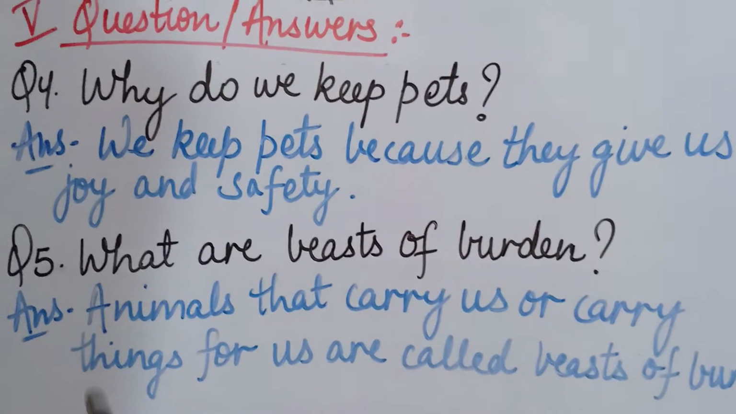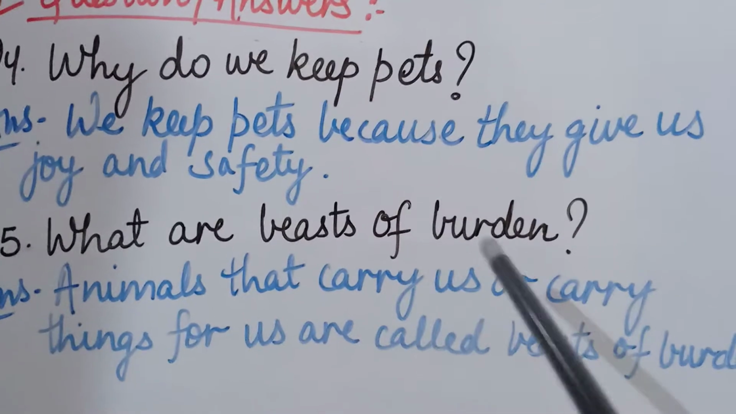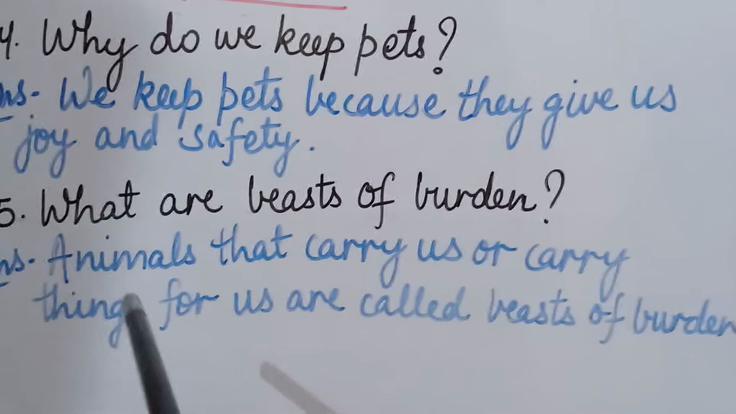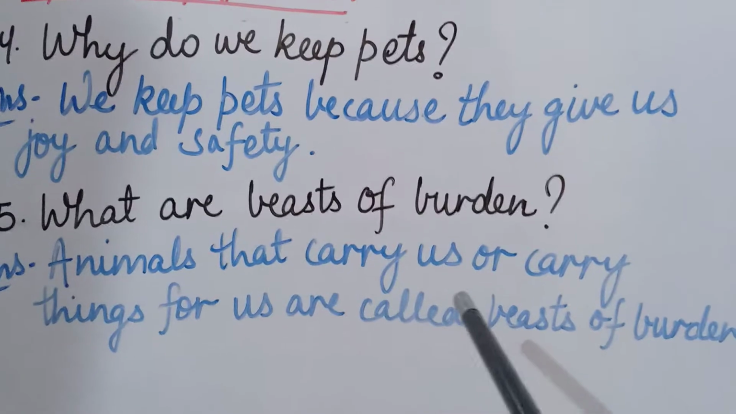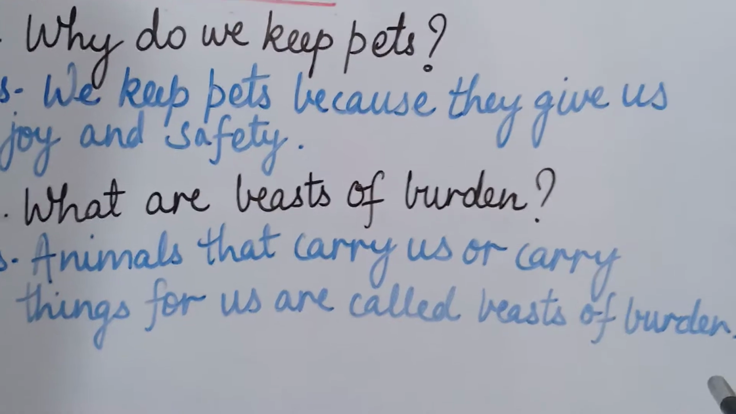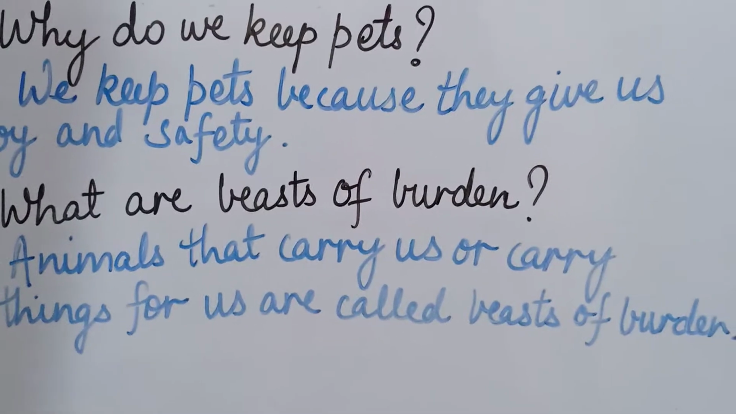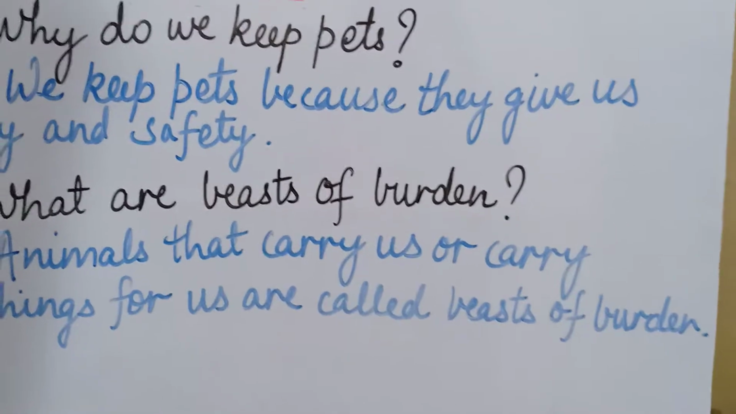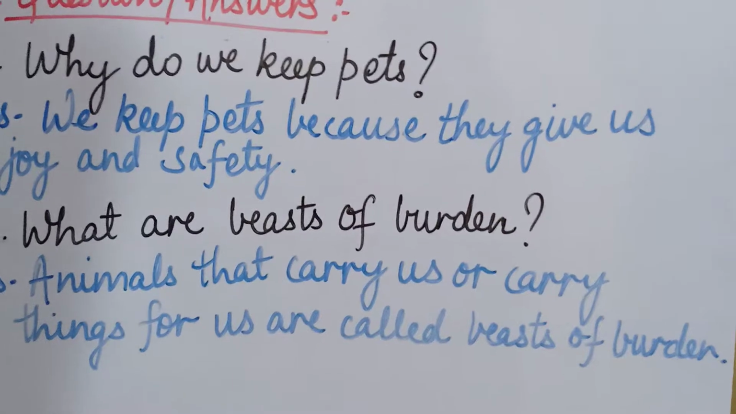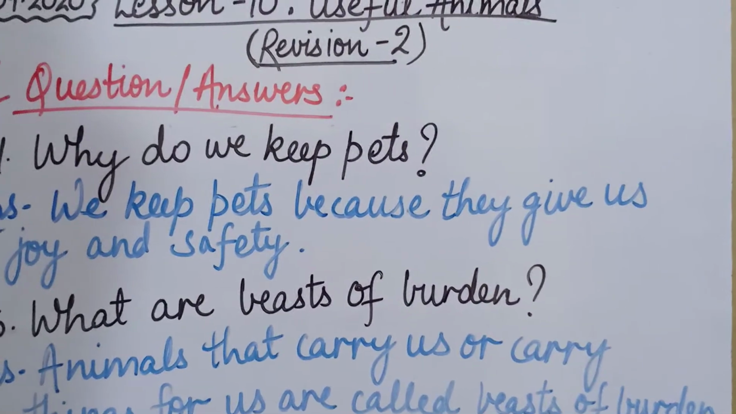Is that clear? Now coming to the last question answer, that is, what are beasts of burden? Beast of burden किसको नाम दिया गया है. So the answer is, animals that carry us or carry things for us are called beasts of burden. जो animals हमारी चीज़ों को carry करते हैं या हमें carry करते हैं एक place से दूसरी place पे, उनको हमने beast of burden का नाम दिया है. Is that clear, children? I hope you all have understood revision 2 of this chapter number 10, useful animals.